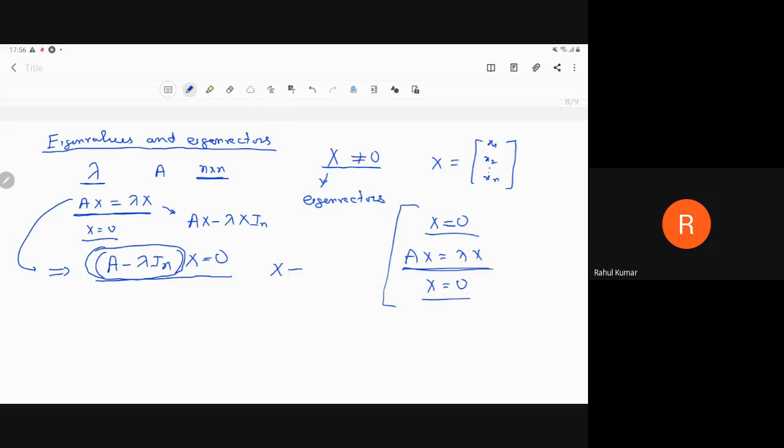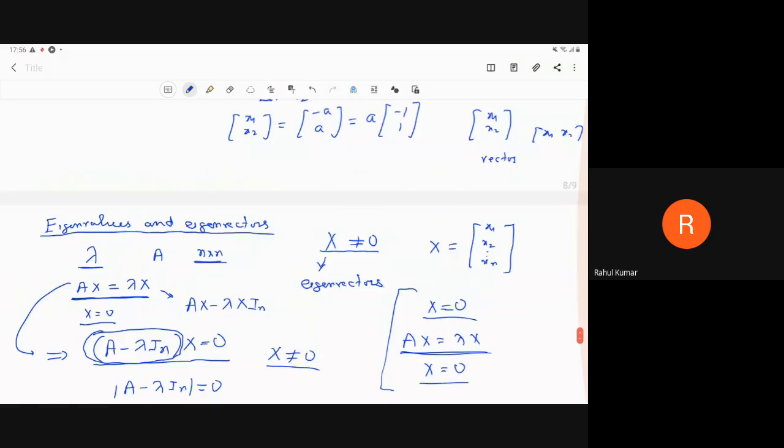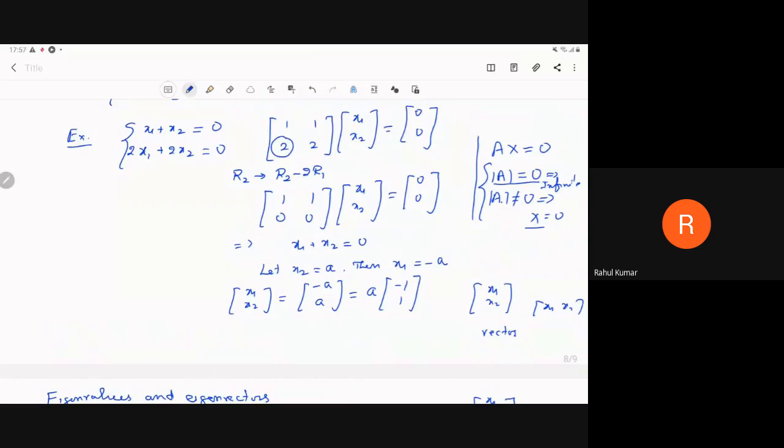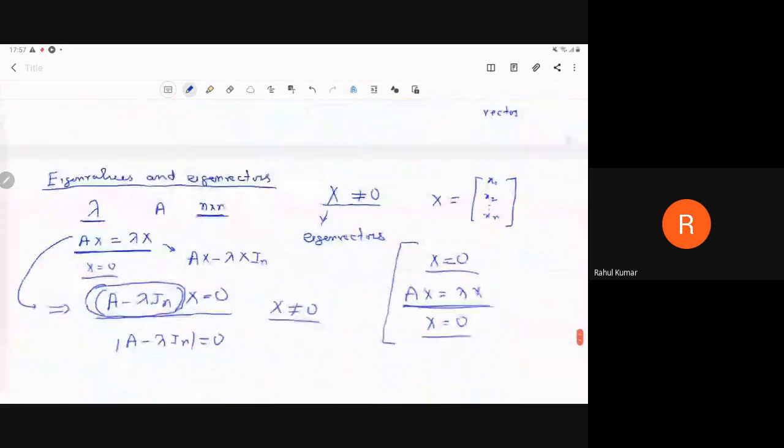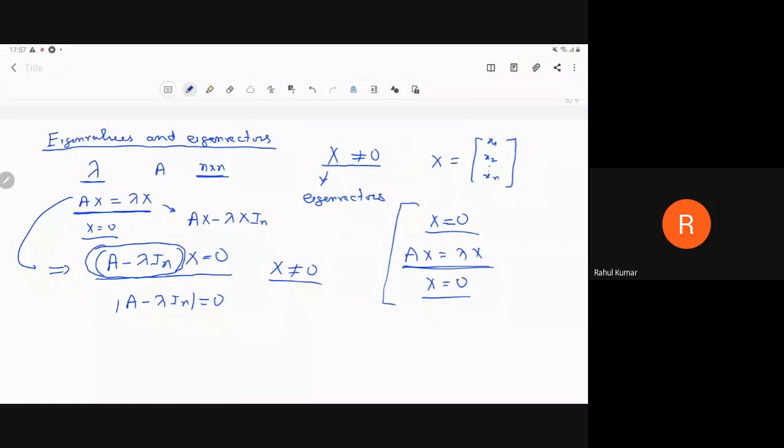I am interested in a non-trivial solution, x non-zero. So what should happen? Determinant of A minus lambda In should be zero, isn't it? I've told you already. For a non-trivial solution, determinant of the matrix should be zero. Do you agree with this? If determinant is non-zero, you always get x equal to zero. But I'm interested in a non-trivial solution. Non-trivial solution means determinant of A must be zero. In place of A, here you have determinant of A minus lambda In.